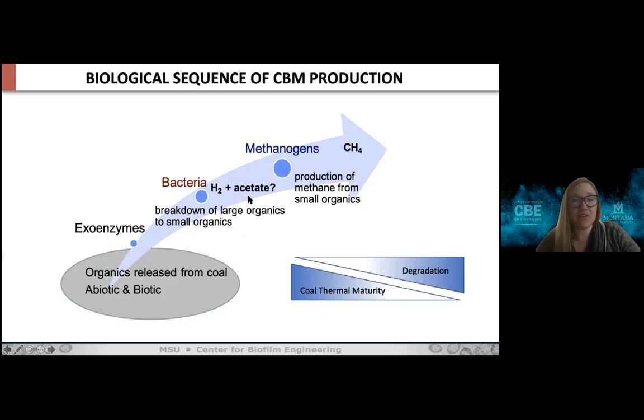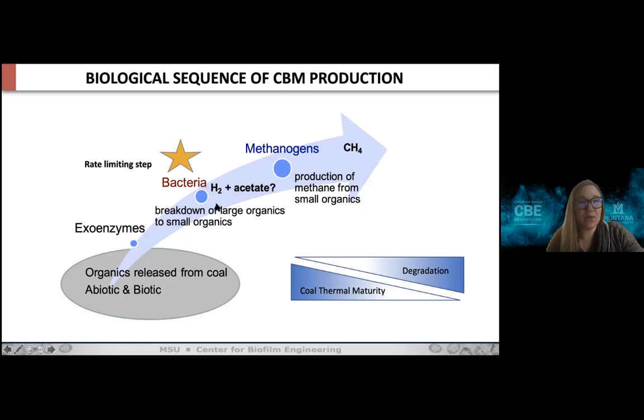There's a lot of factors that influence how much methane is produced. It depends on how recalcitrant your coal is, how thermally mature it is, and then what organisms are there down that coal for these methanogens. The methanogens are just kind of waiting for their substrates to flow. And so it's often believed that this is the rate limiting step.